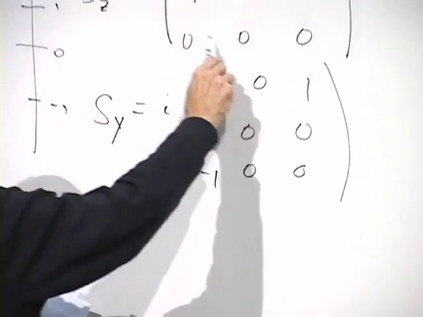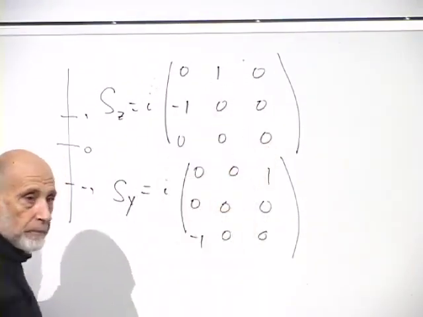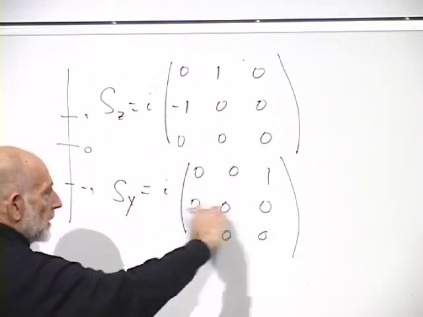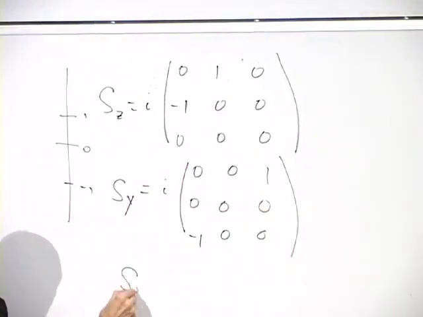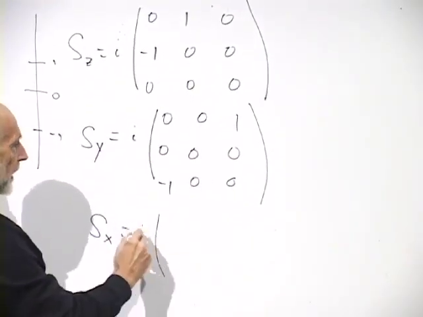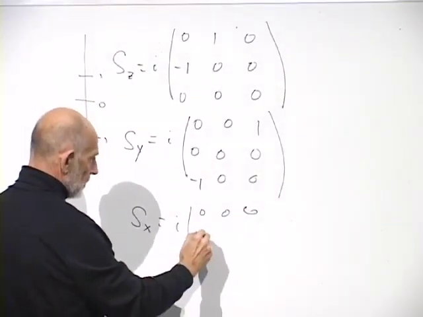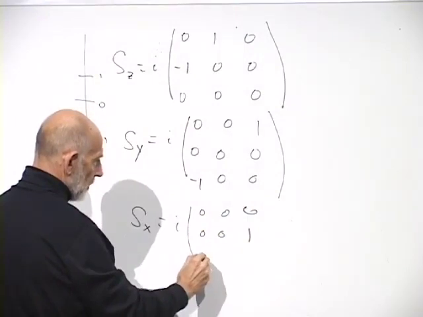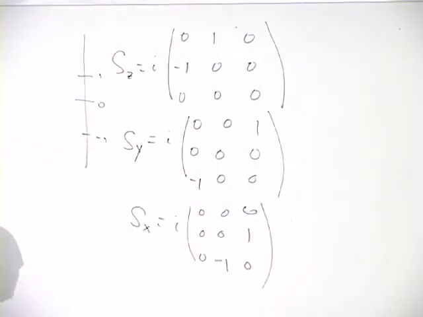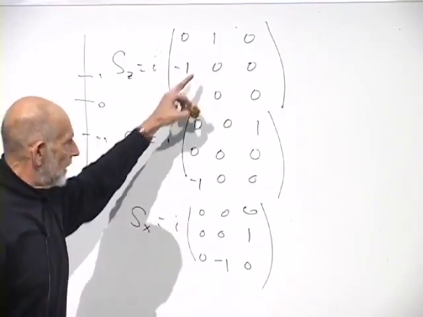Notice that this one has zeros in the 3rd row and the 3rd column. This one has zeros in the 2nd row and the 2nd column. And Sx has zeros in the 1st row and the 1st column. Let's see, Sx: 0, 0, 0; 0, 0, 1; 0, minus 1, 0. There's a real symmetry between them. Each one has a 1 and a minus 1. They're all antisymmetric.